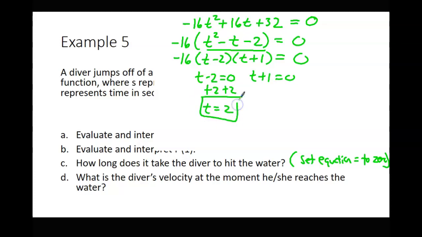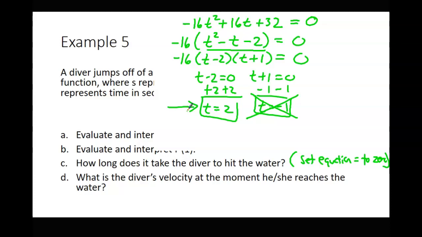So t equals 2, and so there's 2 times when the diver hits the water. That doesn't make sense, right? The reason that doesn't make sense is because there's no such thing as negative time, so we're going to drop that out. But what this one means here is that it takes 2 seconds for that diver to hit the water, okay? If you still need to have time to write this, go ahead and pause the video here.